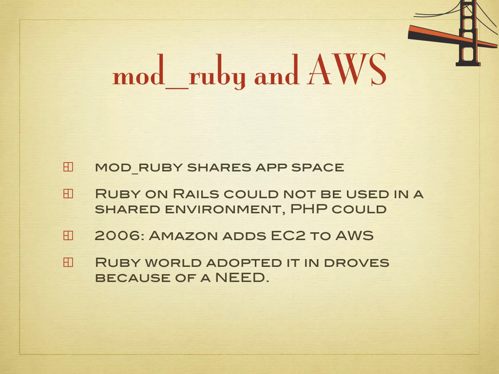But in 2006, Amazon introduced EC2 to AWS, which meant instead of having to go $1,500 a month, Ruby developers could now pay 5 cents an hour, right? And they adopted it in droves. PHP developers didn't need that. They had shared hosting. They paid less than $30 a month for GoDaddy and less than $15 a month for DreamHost. So they didn't need this. They didn't adopt these virtual environments like EC2, but Ruby did.